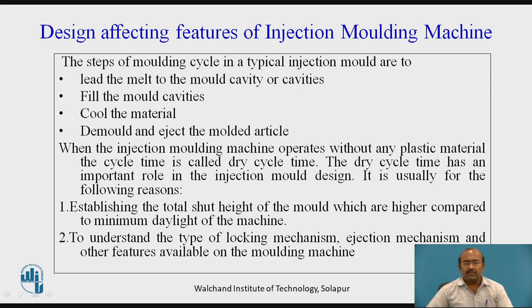The dry cycle time has an important role in injection mold design. It is used for the following reasons: establishing the total shut height of the mold, which is compared to the minimum daylight of the machine, and to understand the type of locking mechanism, ejection mechanism and other features available on the molding machine.